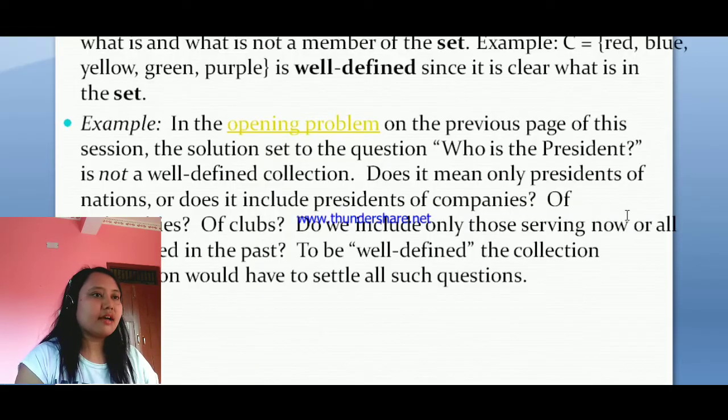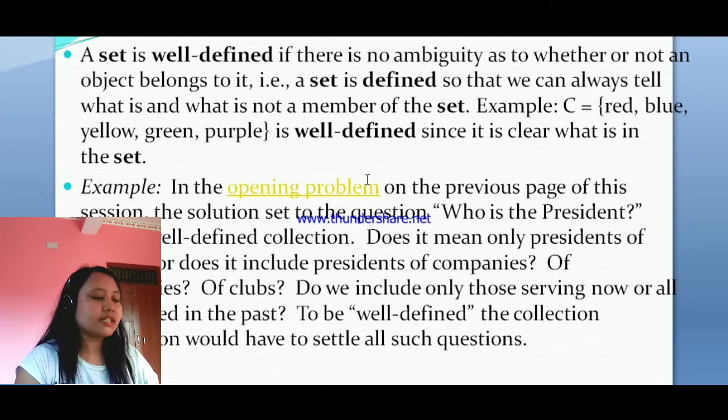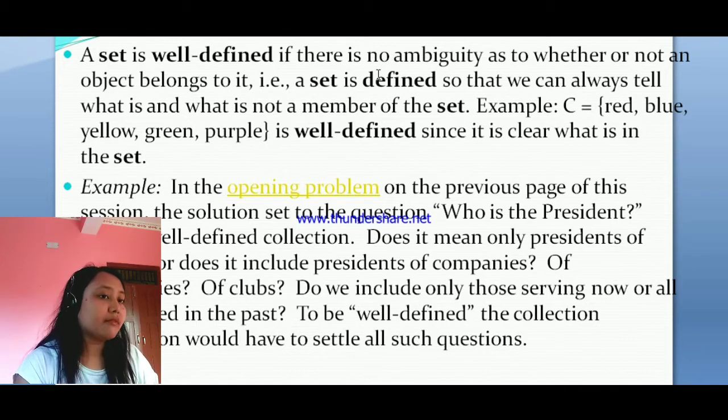Now next we have, okay, here I have written some related questions. A set is well defined if there is no ambiguity. Ambiguity means if there is any doubt, if the question is not clearly defined. Suppose the question asks you, how old are you? If the question is like that, then you'll be able to answer, right?